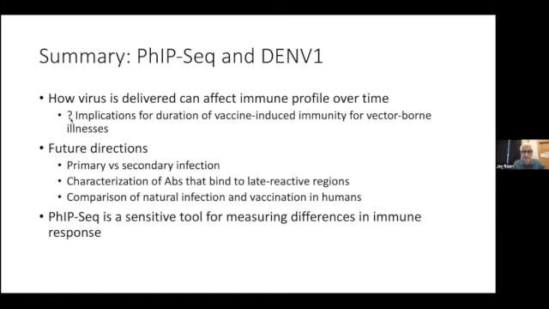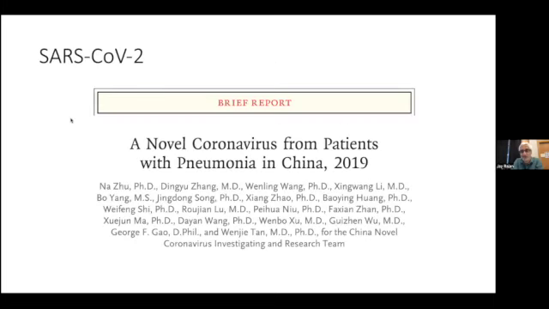What I want to emphasize is that, to me, what these results showed was that PhIP-Seq is a really sensitive tool for measuring differences in immune response. And with the right cohort and the right study design and the right library, you can do some interesting work and get into some interesting biology. So I was all geared up to continue pushing this work forward. Our collaborators at Walter Reed actually had wonderful other samples that we could use, and then SARS hit, and pretty much everything got shut down, and nobody was allowed in the lab.